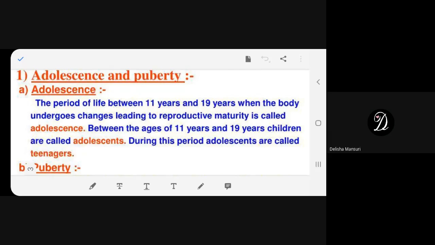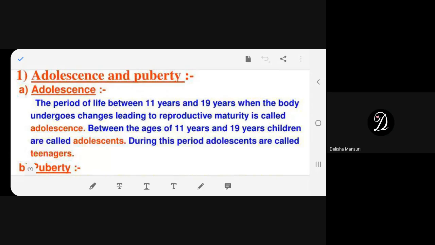Okay, ma'am. Fine, start. Adolescence and puberty. Adolescence, the period of life between 11 years and 19 years when the body undergoes changes leading to reproductive maturity, is called adolescence. Between the ages of 11 years and 19 years, children are called adolescents. During this period, adolescents are called teenagers.